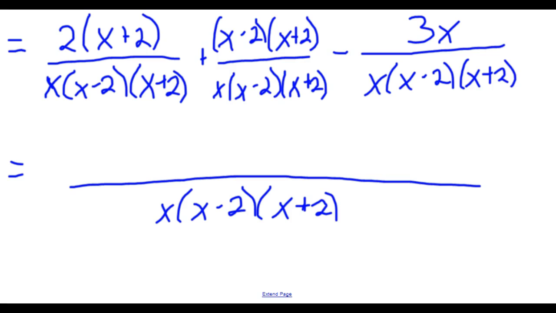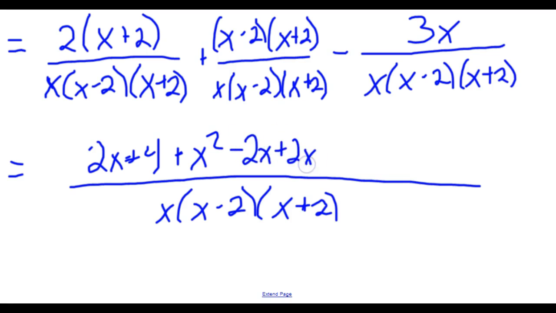So this first part, we use the distributive property. 2 times the quantity x plus 2, we get 2x plus 4. In the second one, we would have to FOIL that. We would get plus x squared. Those middle terms, we would have negative 2x and a positive 2x. We can write those in, but they will eventually cancel each other out. Minus 4, and then minus a 3x.